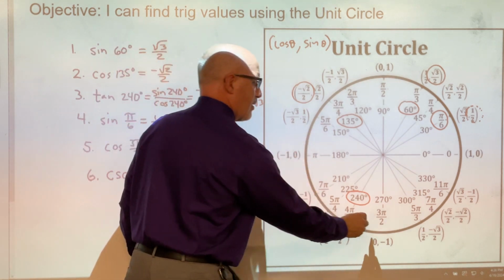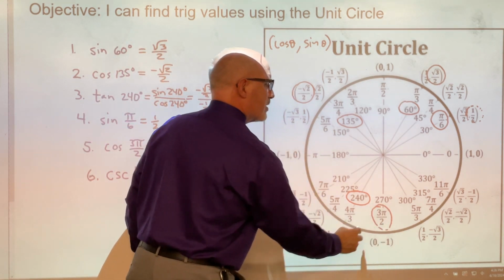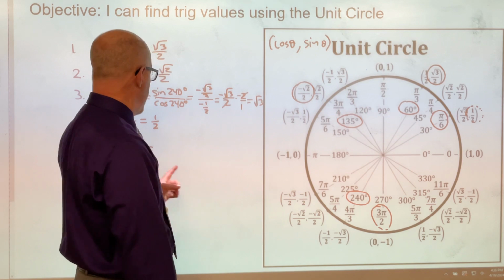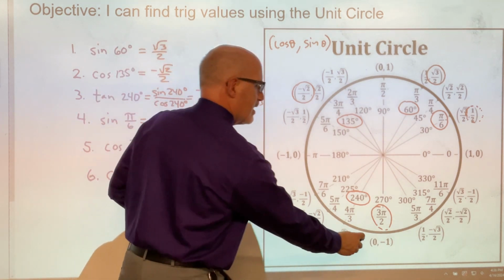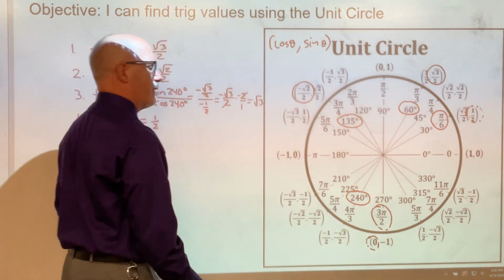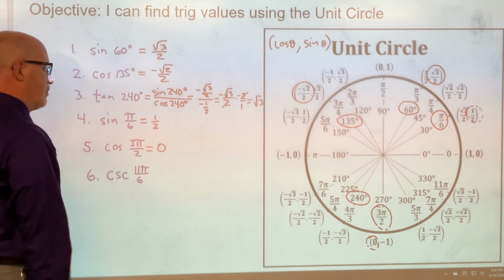If I want to do cosine of 3 pi over 2, I go to 3 pi over 2, which is down here. It's on the axis, same as 270 degrees. I'm looking for the cosine, so the cosine is equal to 0. So that would just be equal to 0 there.